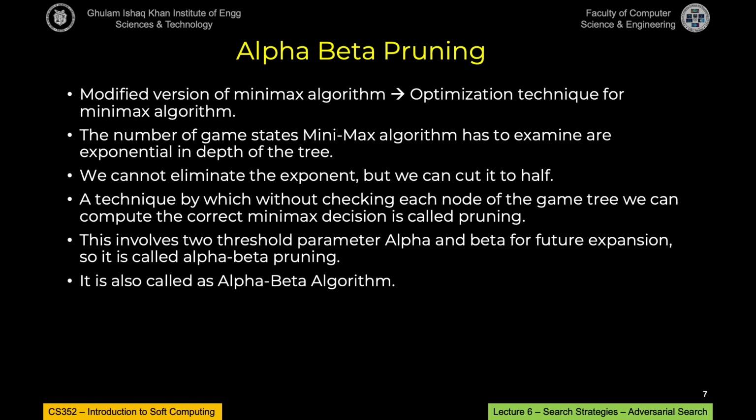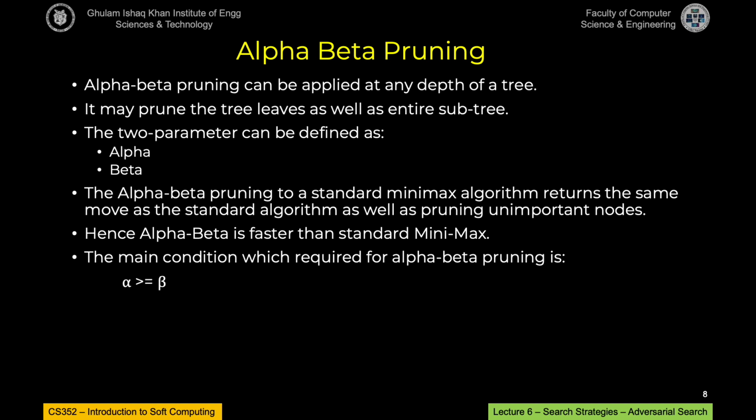So the technique that we are going to study in this course, and at least in the following lecture, is called alpha beta pruning. People also call it the alpha beta algorithm, but I think alpha beta pruning is the term that I'll be using throughout the lecture. Alpha beta pruning can be applied at any depth of a tree, and sometimes it not only prunes the tree leaves but also entire subtrees.